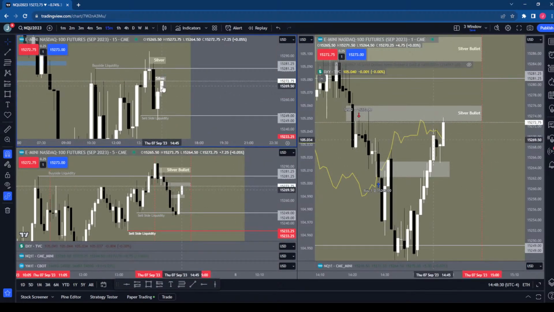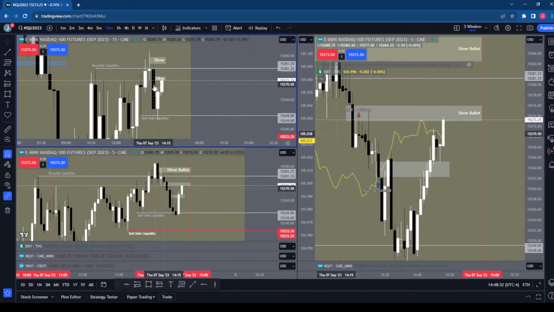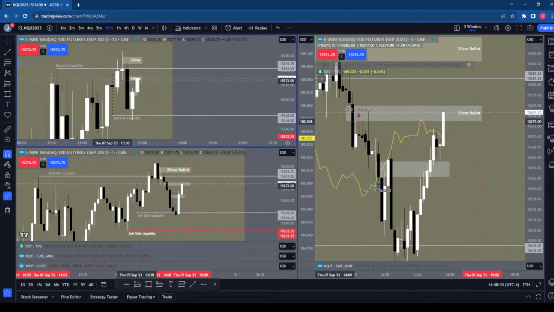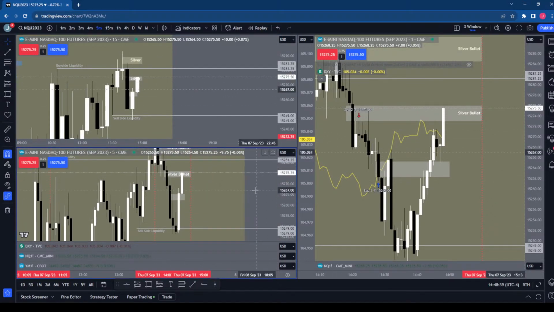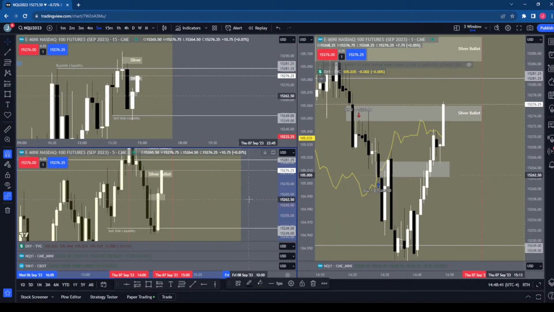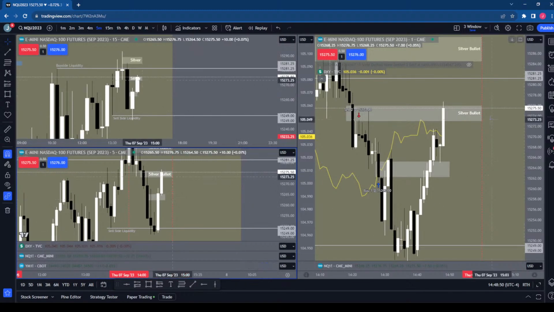See how this candle closes on the 15-minute. We have this 15-minute SIBI. See if it respects it. Okay, this is the true moment of truth.